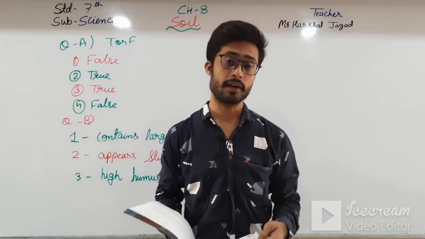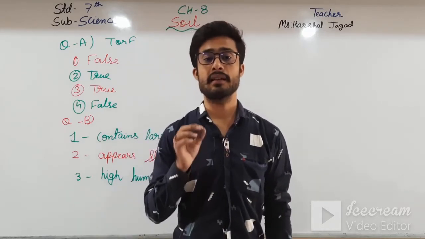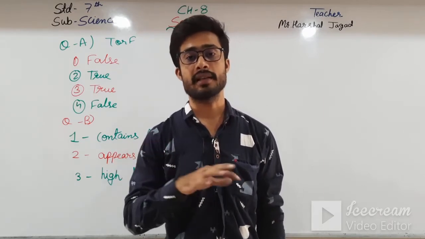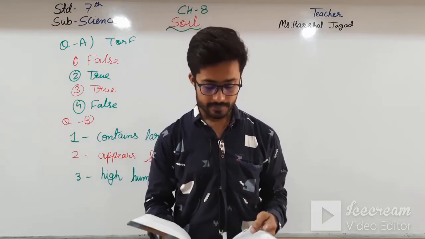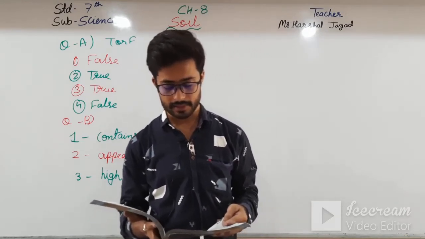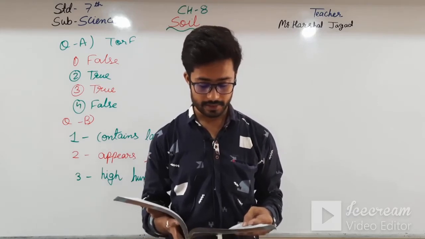Then comes nutrients. Nutrients are the main thing. Without nutrients, plants or trees cannot grow. Plants need certain organic materials such as humus and certain inorganic elements such as nitrogen, phosphorus, potassium and calcium.